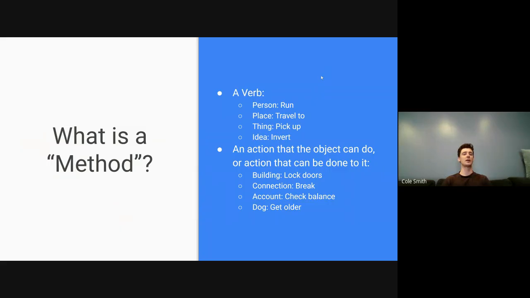But a person could run, right? A person can get older. A dog could die, right? All of these different things, some of them more sad than others, but they are things that either the object can do or things that you can do to the object itself.